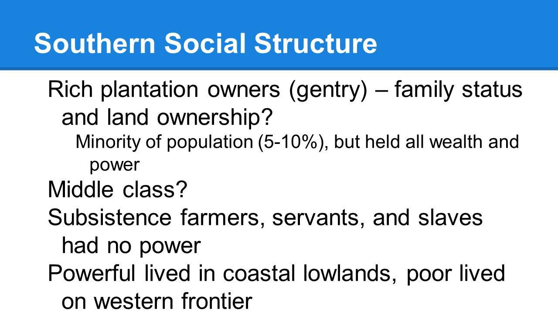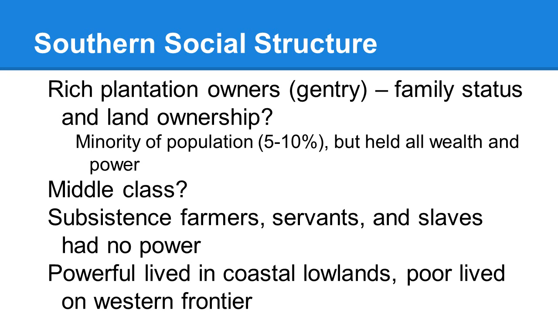So let's look at the two groups together. You've got those rich plantation owners known as the gentry. Their family status was built on land ownership. Now, this is a very, very tiny group of the entire population in the southern colonies. So you're talking 5 to 10% at any given time. But they're the ones that have all the power. They're the ones that are being voted in to political positions, and they are the voice. There is no middle class. Either you are a rich plantation owner or you're a subsistence farmer. To have a middle class, basically you have to have industry, and you don't have that in the South.